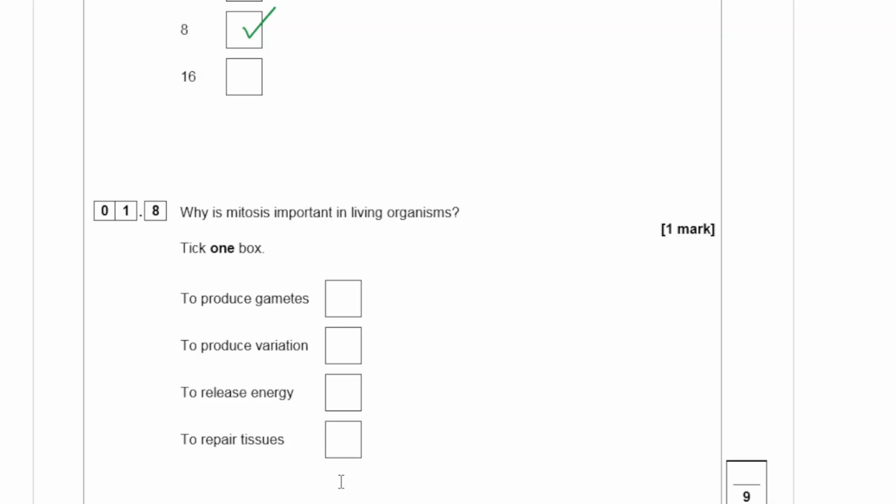Why is mitosis important in living organisms? To produce gametes. Now that is mainly by meiosis. Remember, there are 2 types of cell division. Mitosis is one, meiosis is the second, which produces gametes, which are basically sex cells, the egg and the sperm cell.